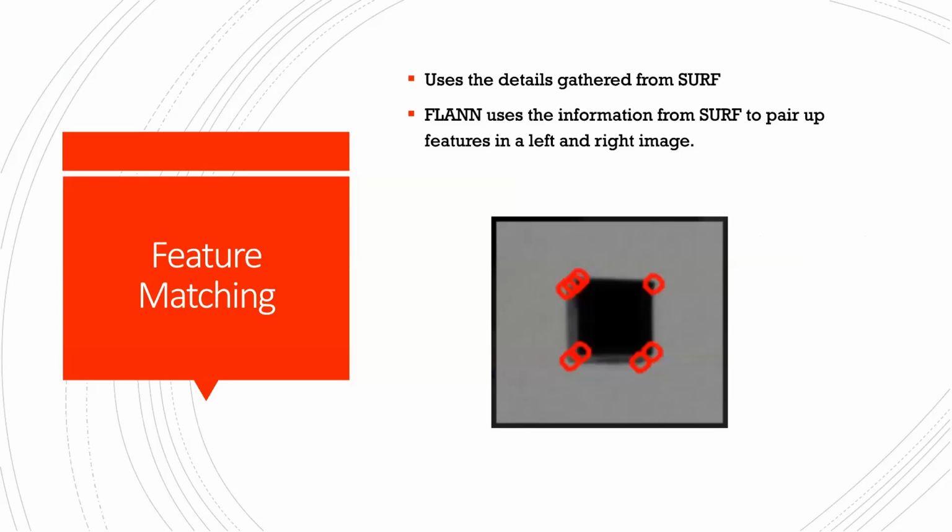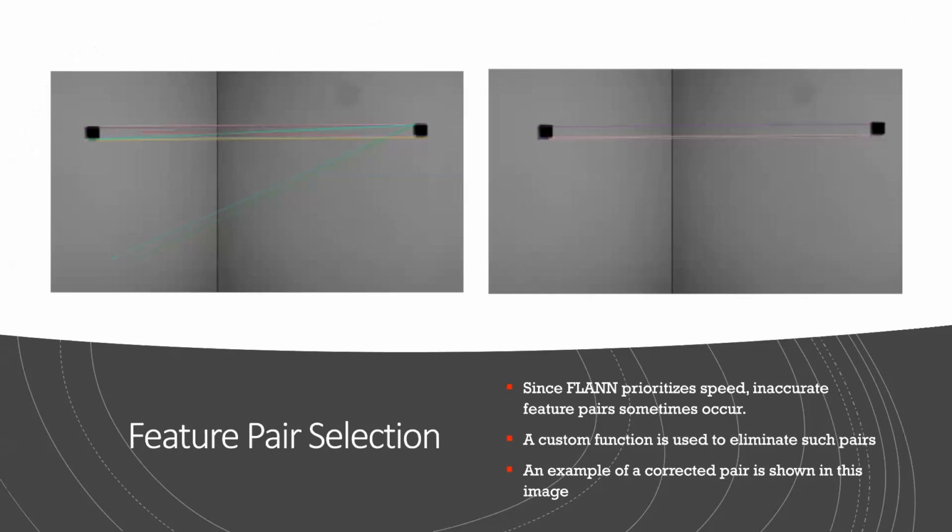So after we have the features detected and some information about them extracted, we go to feature matching. Using the information we got from SURF, FLANN is going to pair up our left and right images. They're going to see if each image has the same feature in it, and match those up. FLANN, although it's very fast, is also not super accurate. So sometimes we'll have mismatched pairs, other things in the background that get matched up when they shouldn't.